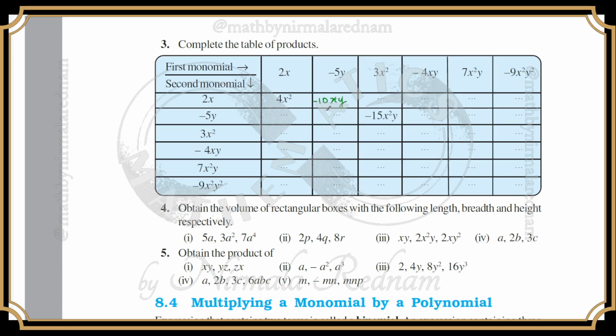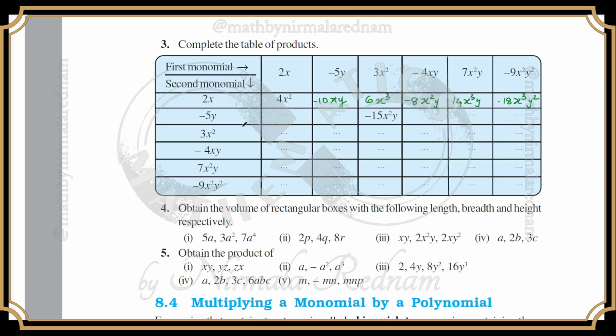Okay. Next I have 2x into 3x square. So 2 into 3 is 6, x into x square is x cube. So 6x cube is my answer. Next I have 2 into minus 4 is minus 8, x into xy is x square y, right? And then I have 14, 2 into 7 is 14, x cube y, right? And here it is minus 18, 2 into minus 9 is minus 18, x into x square will give me x cube, and then I have y square.